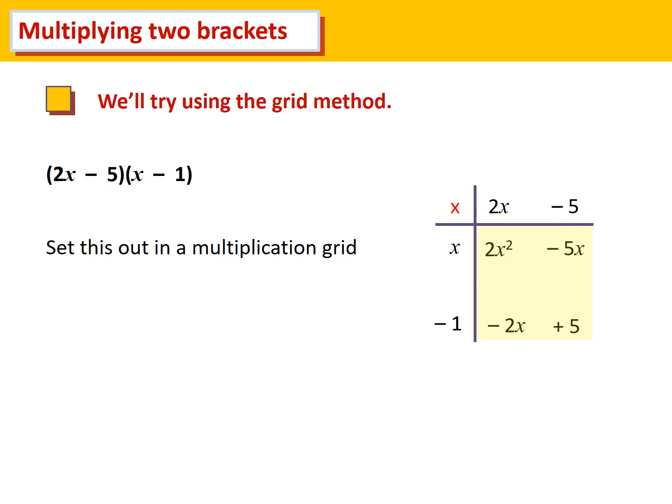And we put the four terms together, 2x squared. Be careful with the x term. We're subtracting 2x and we're subtracting 5x. So we're subtracting 7x. And our final term is plus 5 on the end. So 2x subtract 5 in a bracket multiplied by x subtract 1 in a bracket gives us 2x squared subtract 7x plus 5.